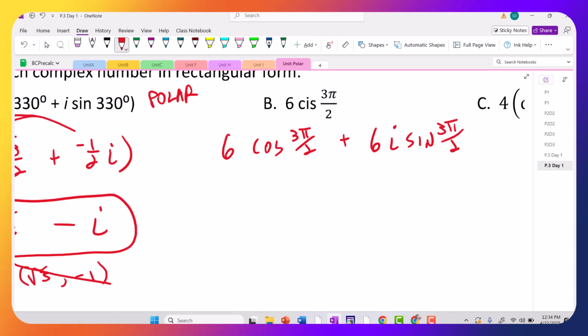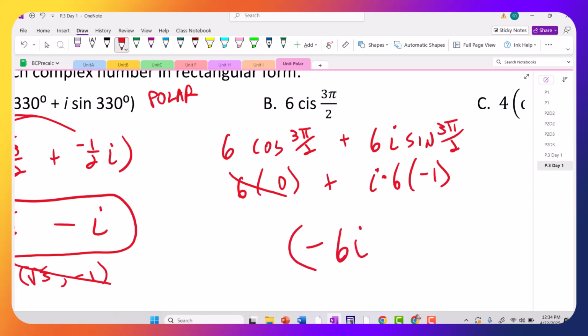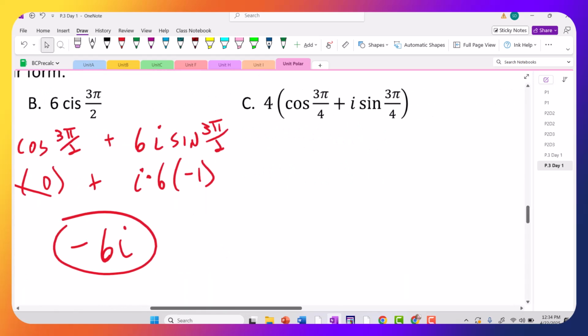What's the cosine of 3 pi over 2? 0. What's the sine of 3 pi over 2? -1. So this is 6 times 0 plus, and then I can move that i there, 6, commutative property, and then this is -1. That's 0. This just ends up being -6i. Okay? And then that's how you got to write it. So you would not need me for this at all.